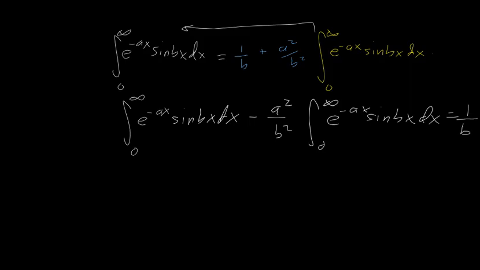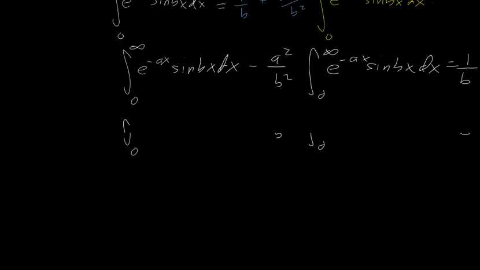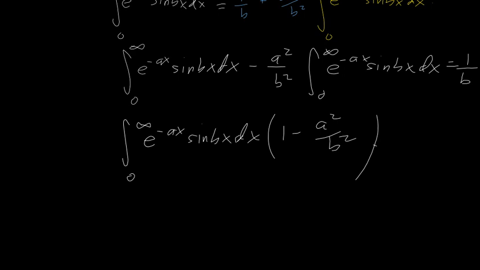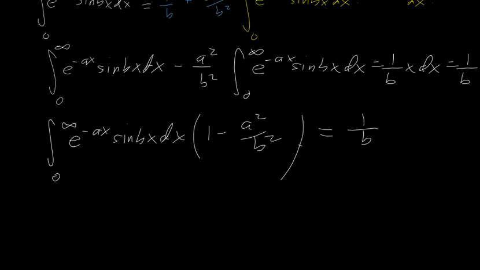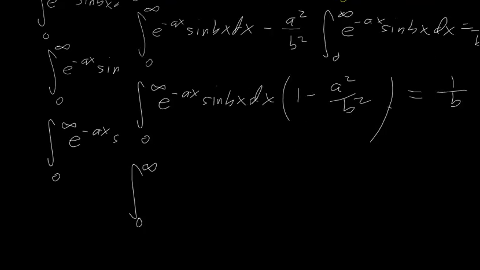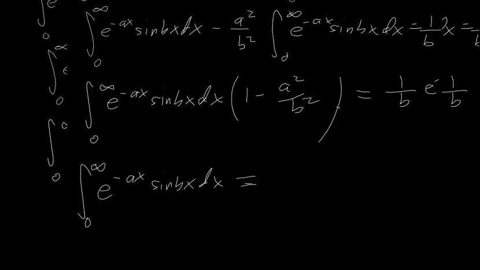Obviously what you would do next is factor out e to the negative ax sine bx dx as a common factor, multiplied by 1 minus a squared over b squared, which is equal to 1 over b. Divide both sides, and I get what my integral was supposed to be. Negative ax sine bx dx is equal to, let's see. It's supposed to be an e to the negative ax here. I forgot that factor.